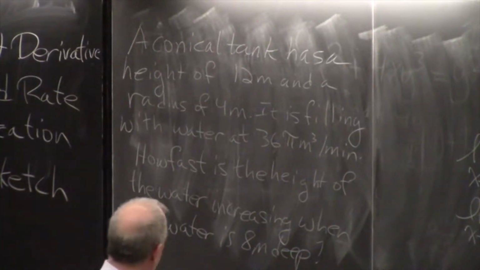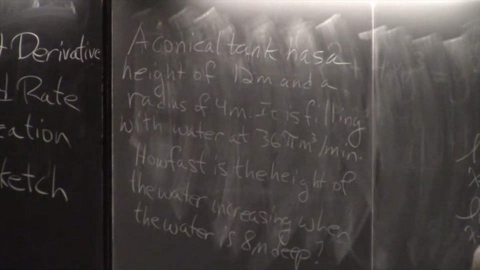A related rate problem. A conical tank has a height of 12 meters and a radius of 4 meters. It is filling with water at 36 pi cubic meters per minute. That's a lot of water, by the way. How fast is the height of the water increasing when the water is 8 meters deep?